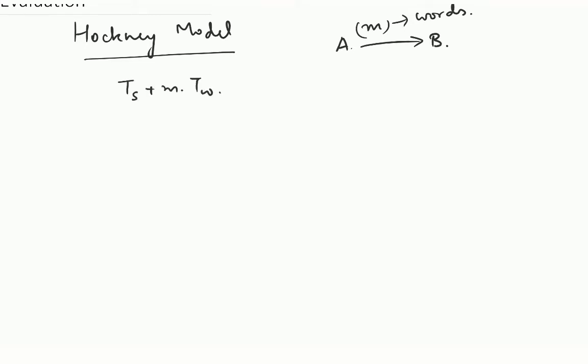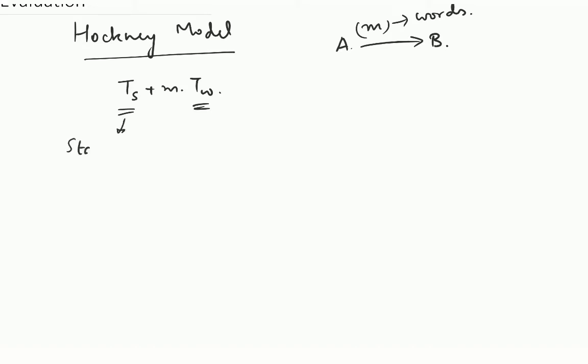So what does this model say? It says that if, let's say, a node A is trying to send a message of size m, you can take m to be anything, we'll just take it to be words, then what is the cost of this communication, of sending from A to B? The cost is Ts plus m times Tw, okay? So let's understand what is Ts and what is Tw. m is the message size, so that is clear.